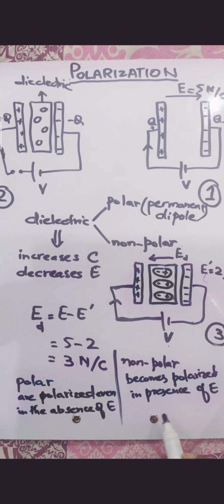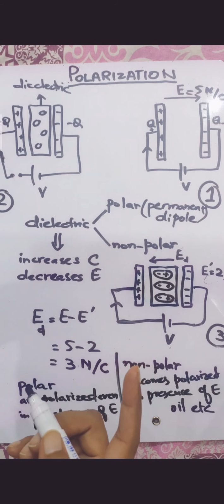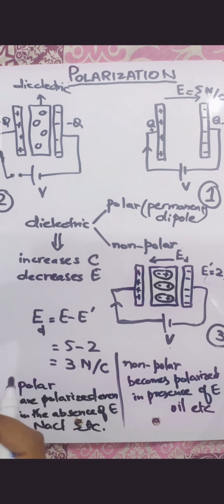Examples for non-polar molecules could be oil, which can be understood as a non-polar molecule. And for the polar one, we have sodium chloride, in which chloride is basically a negative ion and sodium is basically a positive ion. So dipoles have been created in this way.